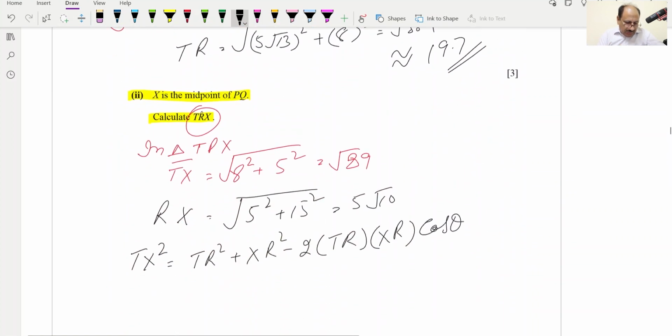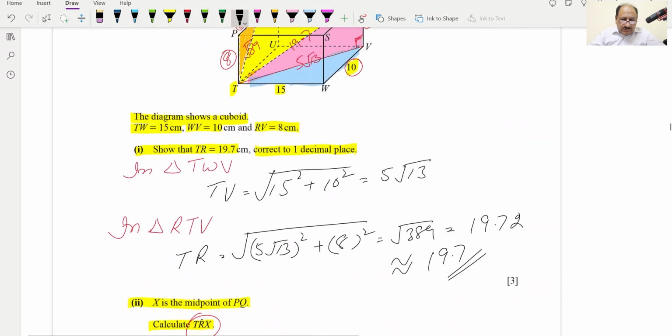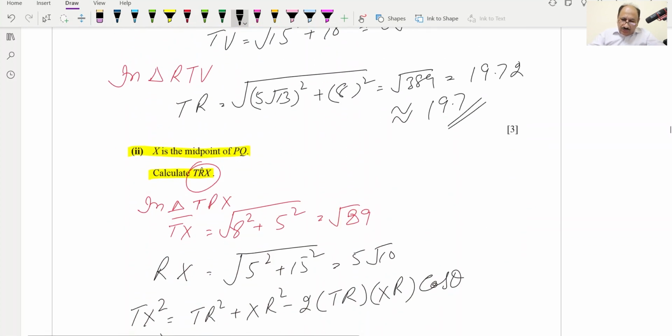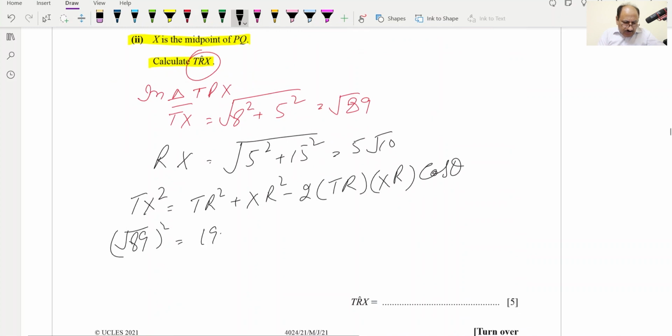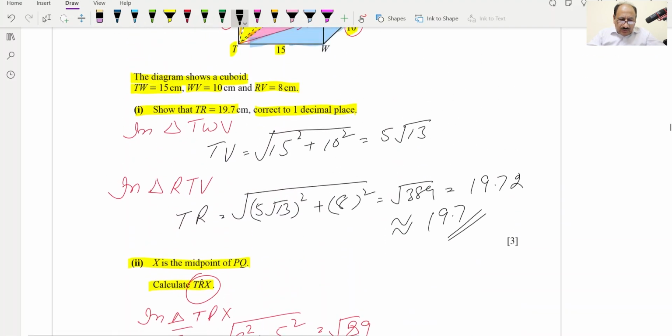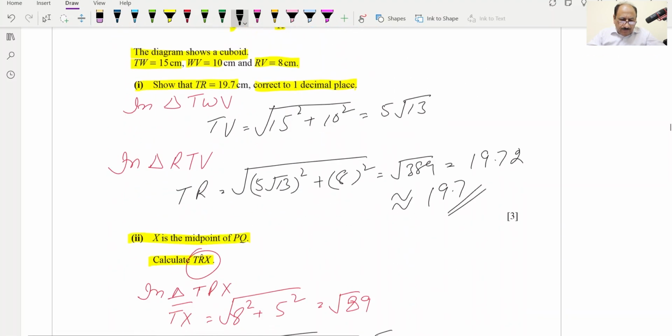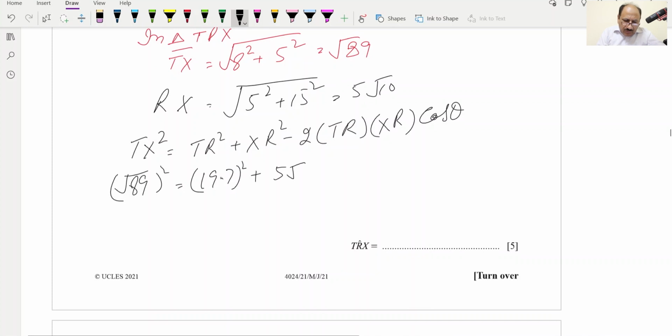TX is root 89 squared, and this will be equal to TR, which is 19.7 squared, plus XR, which is 5 root 10 squared, minus 2 into TR, which is 19.7, and XR, which is 5 root 10, and cos of theta.